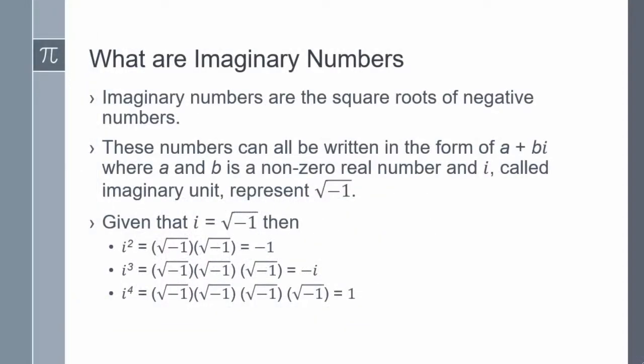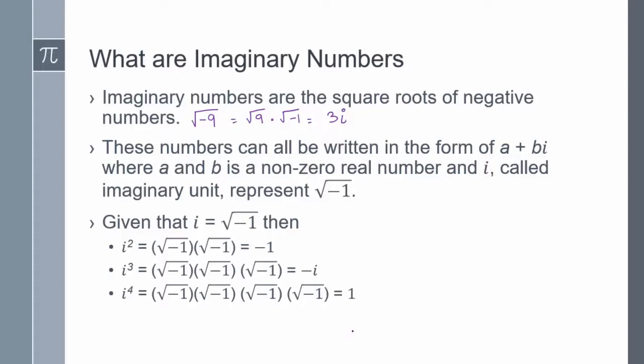Imaginary numbers are the square roots of negative numbers. An example of an imaginary number is the square root of negative 9, which can be written as the square root of 9 times the square root of negative 1. We know what the square root of 9 is. That is 3. And the square root of negative 1 is i, because it's an imaginary number.